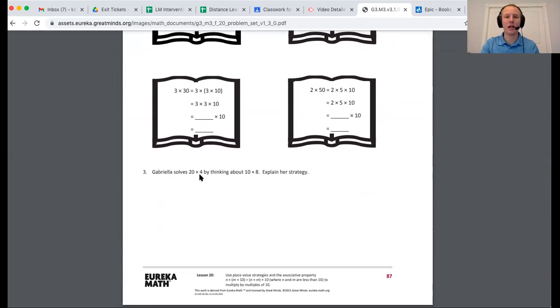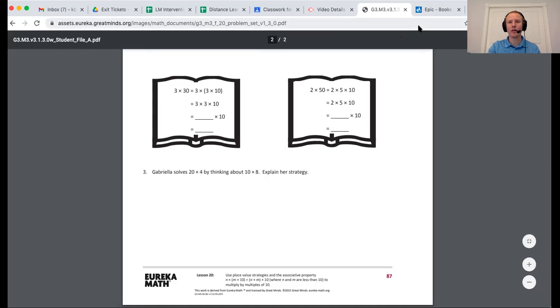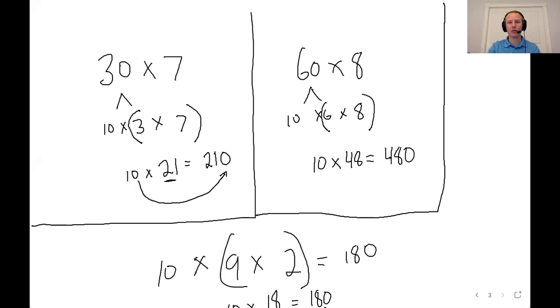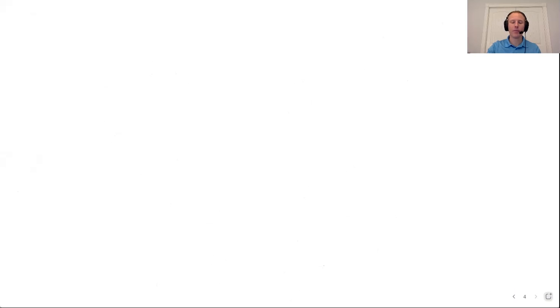Gabriella solves 20 times 4 by thinking about 10 times 8. Explain her strategy. When you get a problem like that, it's usually very similar to the way that I just showed you. So let's do a problem like that so I can explain even more in detail. I'll use different numbers, but same basic idea. So my problem might be that Gabriella thinks about 30 times 3 as 9 times 10. Explain her thinking.